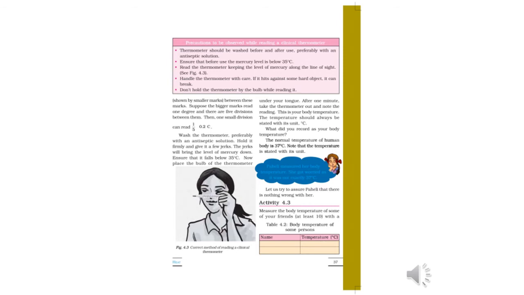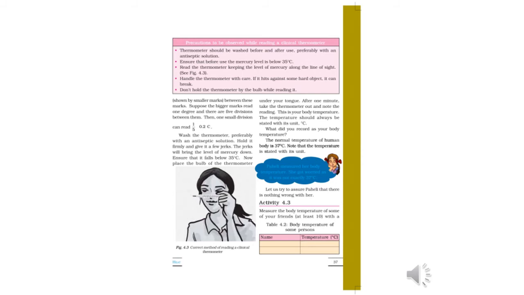The temperature should always be stated with its unit, degree Celsius. So whenever we are writing a temperature, we will always use degree, then Celsius or Fahrenheit. This way we can take the reading of the human body temperature.